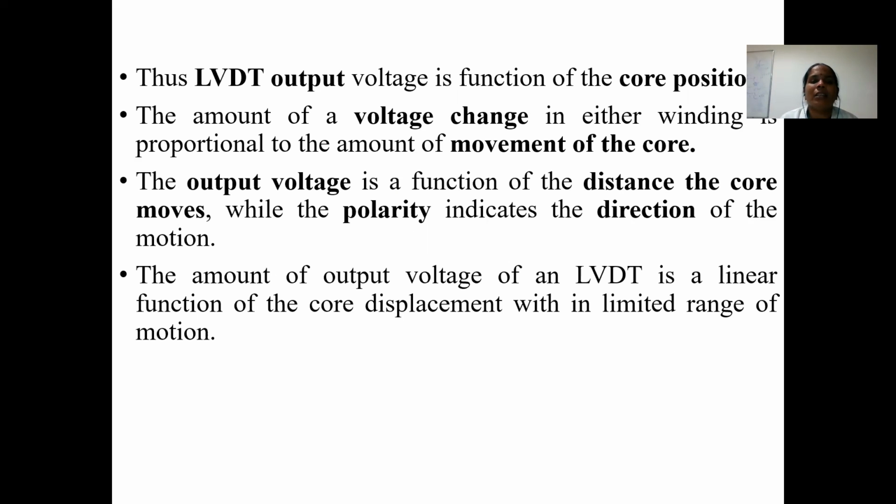Thus the LVDT output voltage is a function of core position. Depending upon the core position, the output voltage of the LVDT varies. The amount of voltage change is proportional to the amount of movement of the core. Based on the distance moved by the core, the output voltage varies. The polarity is indicated by the direction of movement of the core. The output voltage of an LVDT is a linear function of the core displacement within a limited range of motion.